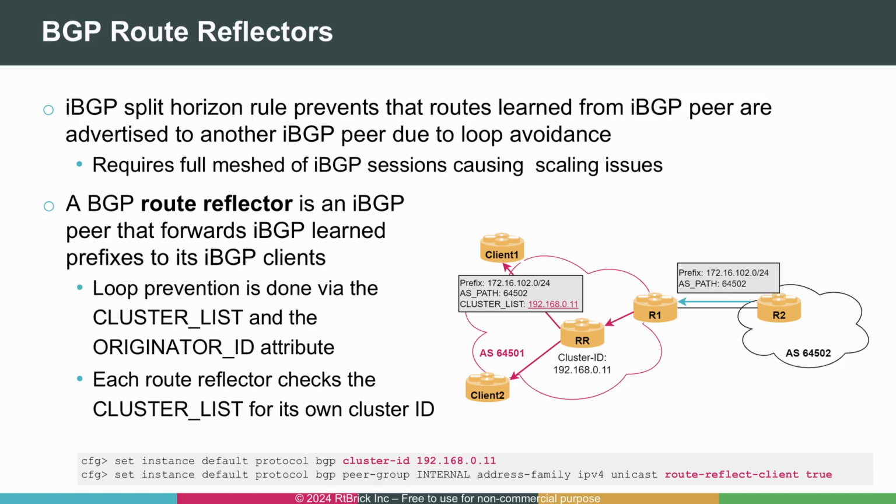A BGP peer becomes a route reflector by configuring one or more of its internal BGP neighbors as route reflector clients. In RBFS, this is done per peer group and per address family. The cluster ID can optionally be set to any 4-byte value.